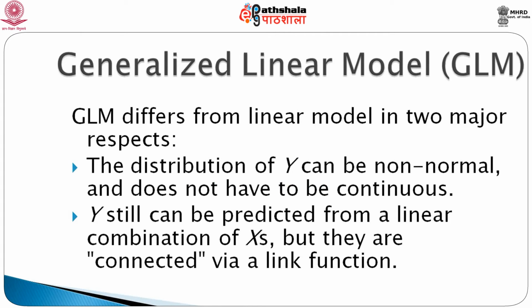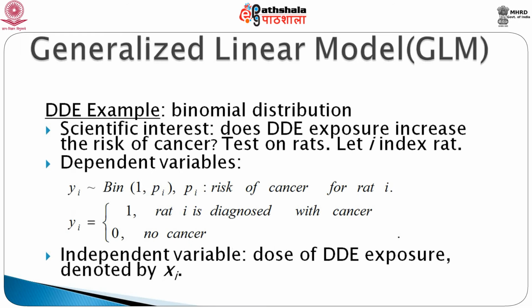Briefly, a generalized linear model, or GLM, is basically an extension of the linear model from two directions. One, the distribution of y can be non-normal and does not have to be continuous, and the second one is that the outcomes still can be predicted from a linear combination of x's, but they are connected via a link function. The DDE example is a very standard example on the risk of cancer in rats.